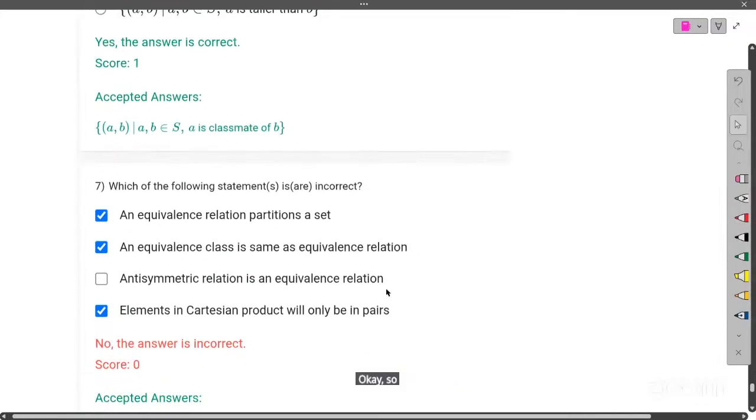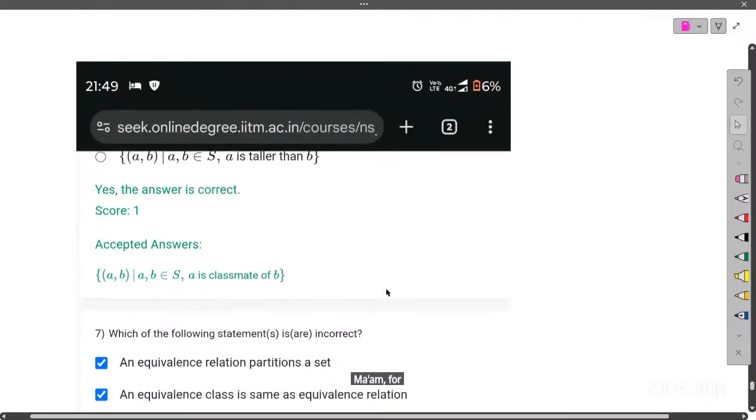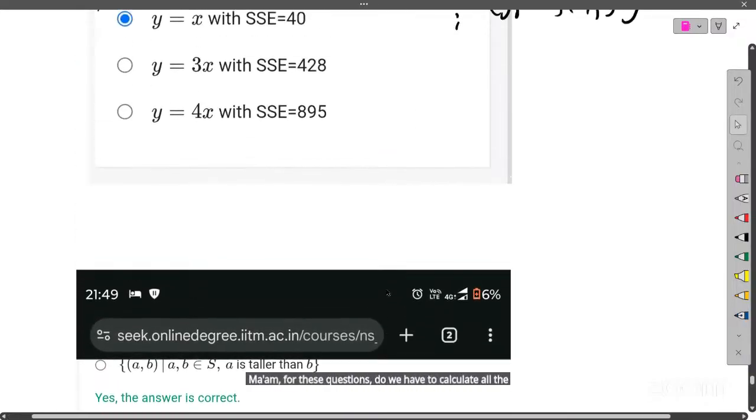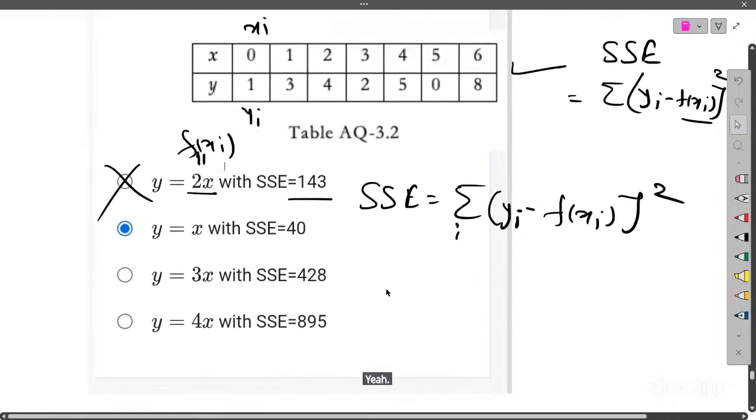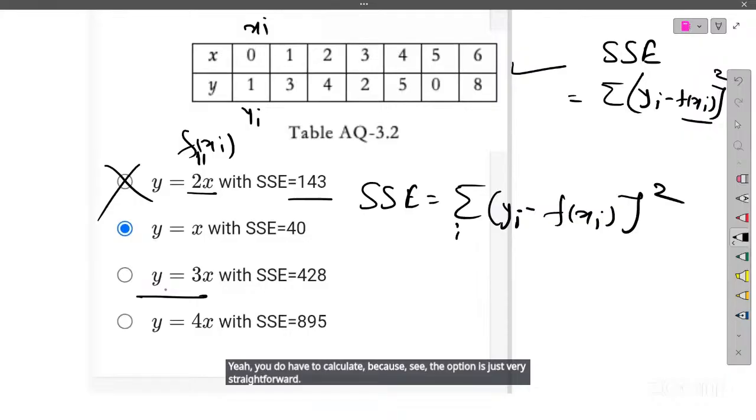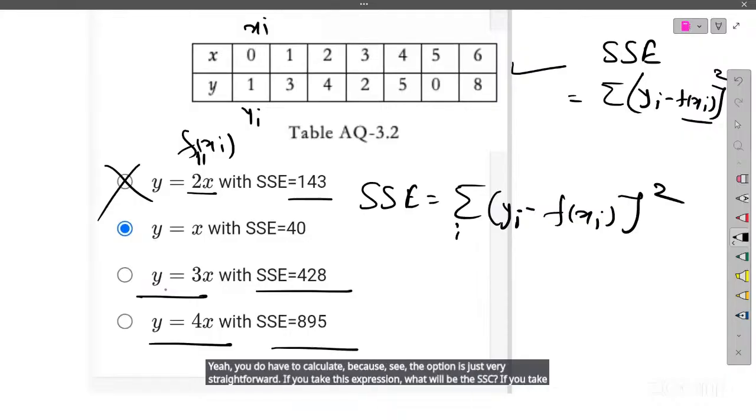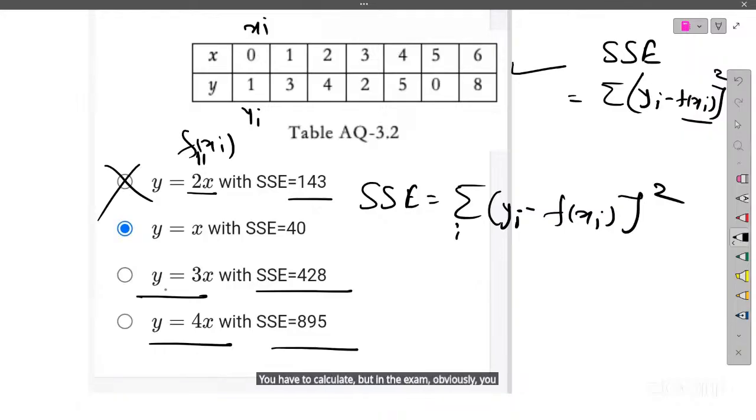Ma'am, for these questions, do we have to calculate all the options? Yeah, you do have to calculate, because the option is very straightforward. If you take this expression, what will be the SSE? If you take that expression, what will be the SSE? You have to calculate. But in an exam, obviously, you won't get such a lengthy calculation.